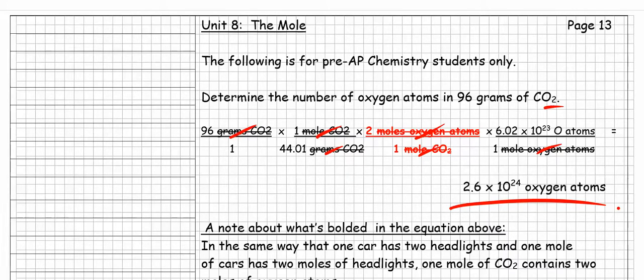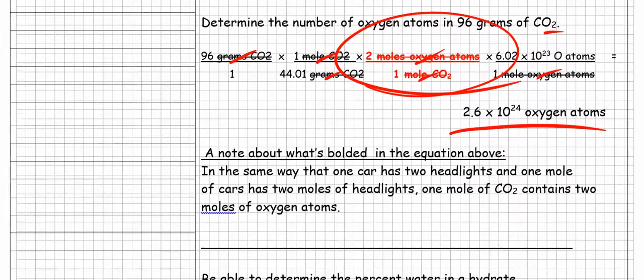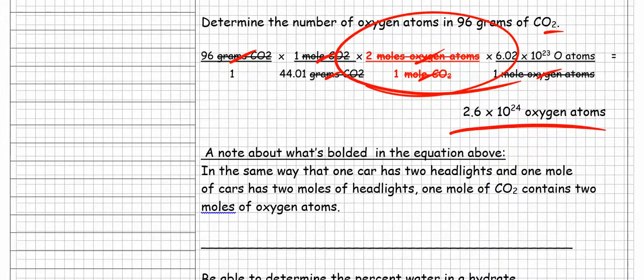Okay? All right. Folks, I want to explain a little bit better what I did right there. I said 2 moles of oxygen atoms per 1 mole of CO2. I want to just talk about that because that's kind of the challenging part of this problem, conceptually. In the same way that a car has 2 headlights, and 1 mole of cars has 2 moles of headlights, and so on, 1 mole of CO2 contains 2 moles of oxygen atoms.